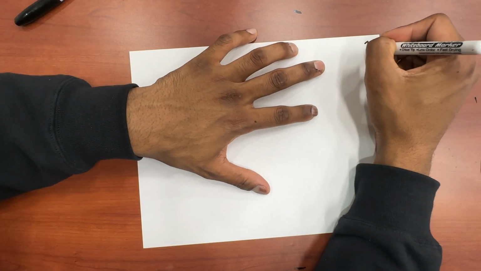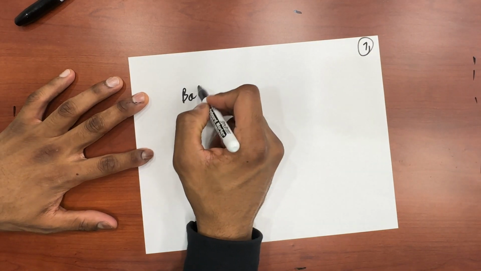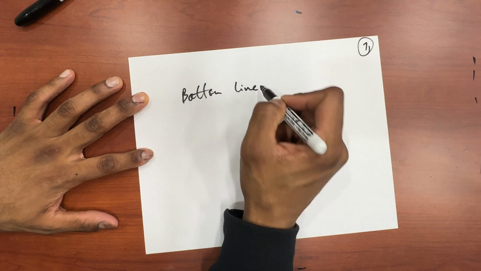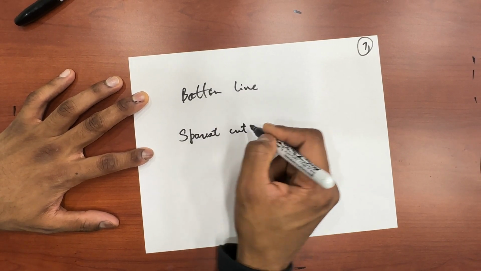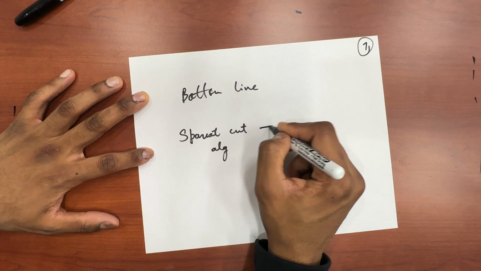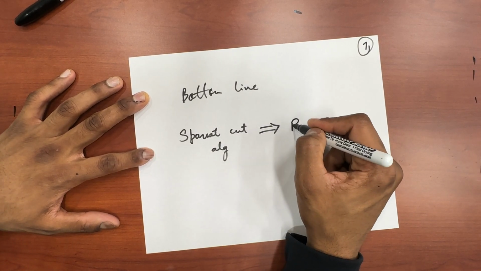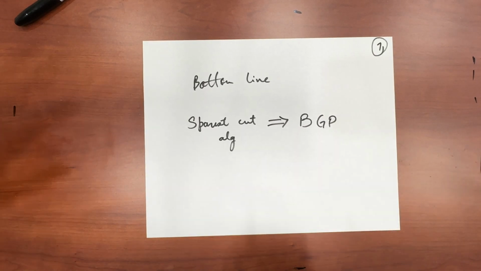I can move on, and I can show you some really interesting things about the sparsest cut. Now we could focus on the sparsest cut. So bottom line is, a sparsest cut algorithm can be leveraged to give a balanced graph partitioning. Okay, let's accept that for now and move on.